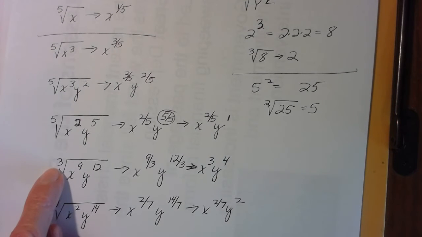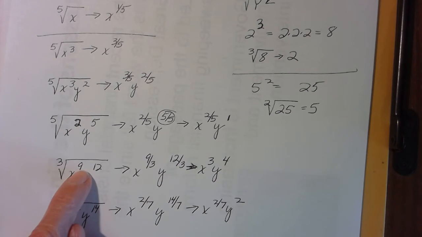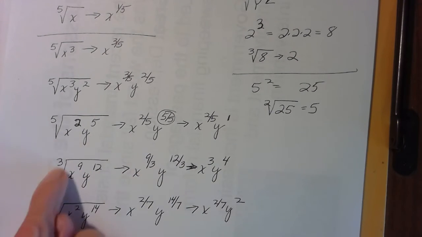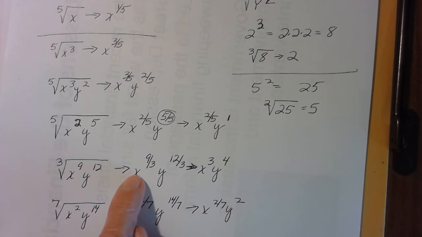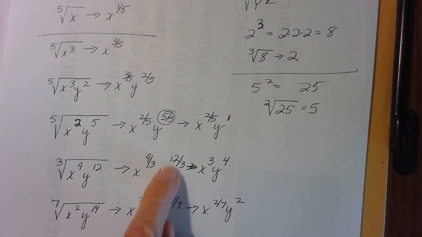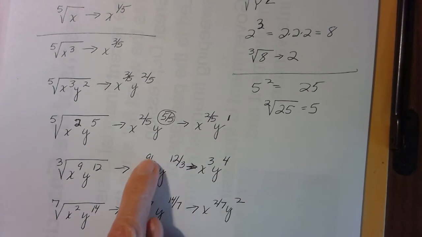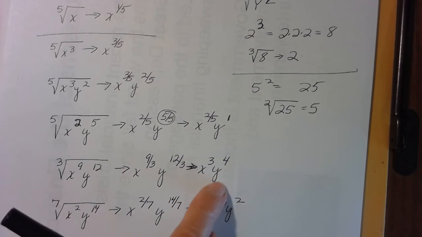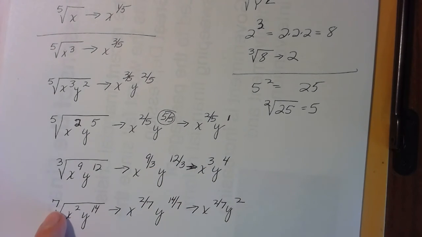Okay, so here we've got the third root of x to the 9th, y to the 12th. Well, that means I have to take this 3 and put it down here in the fraction. So I've done that here. And then you get rid of that radical sign. So x to the 9/3 and y to the 12/3 would simplify. Both of these are fractions that can simplify to x to the 3rd, y to the 4th.